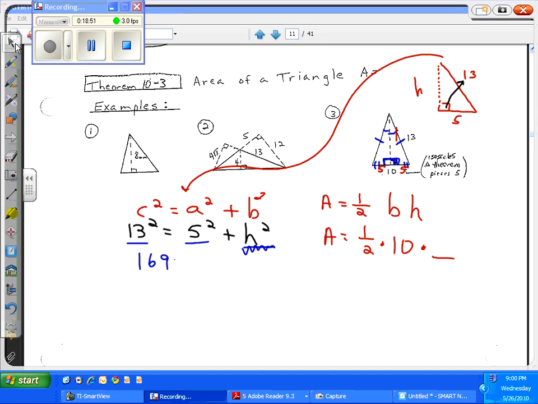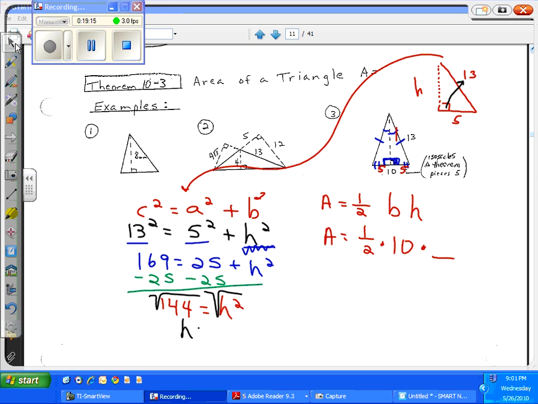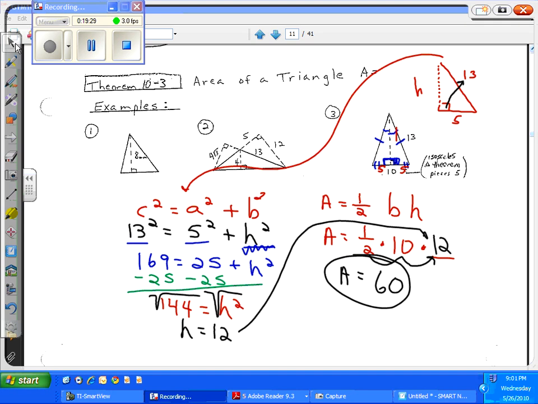We're going to have 169 is equal to 25 plus height squared. We've done all we can do to simplify. There's not variables on both sides, so we're going to start undoing. We're going to undo addition by subtraction. We'll get 144 is equal to the height squared. Get rid of the square with the square root, and we get that the height is 12. We put that in for height so that we can find area. So area is half of 10, which is 5, times 12, which is 60.